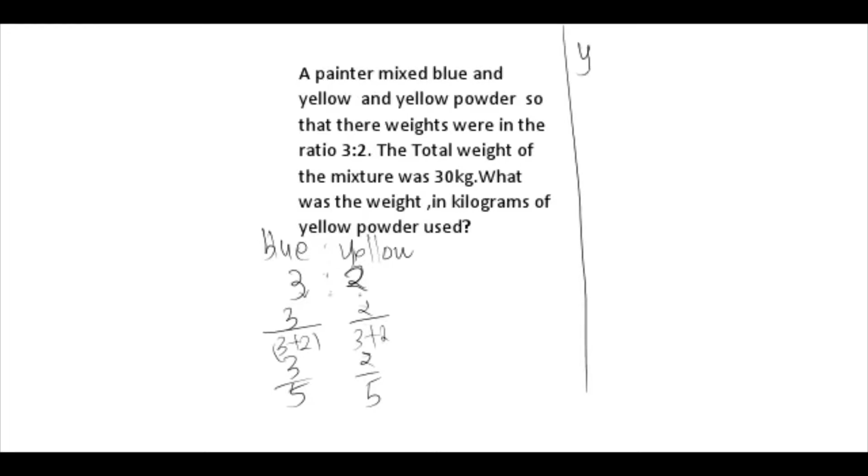So the yellow powder, which is 2 over 5 of the total. So 2 over 5 of that is multiplied by 30. So 5 divided by 5 is 1. 30 divided by 5 is 6. So we have 2 times 6, which gives us 12. So the kilograms of yellow powder will be 12 kg. So you have 12 kgs of yellow powder used by the painter.